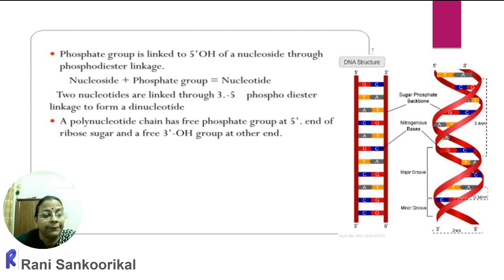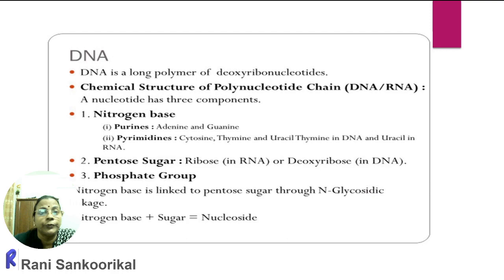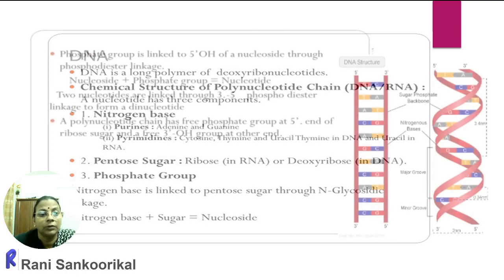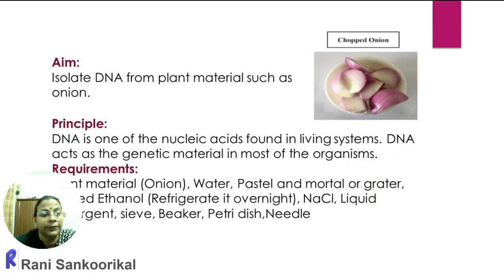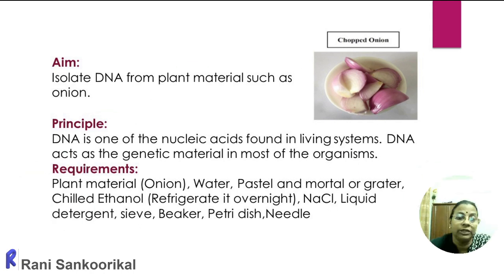So this is just a brief idea about the structure of DNA, the base pairing and the anti-parallel nature. Now we'll move on to the next topic, the isolation of DNA from plant material. Here we can use any plant material: banana, tomato, strawberry, vegetables like spinach or green peas, even onion. In the lab we are using onion because it is easily available.